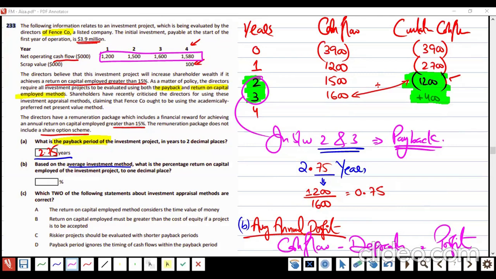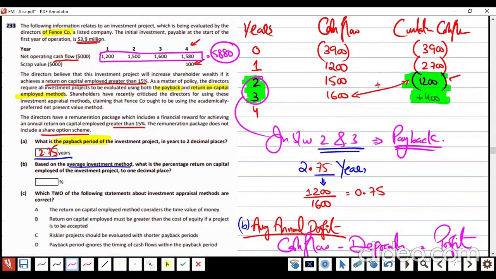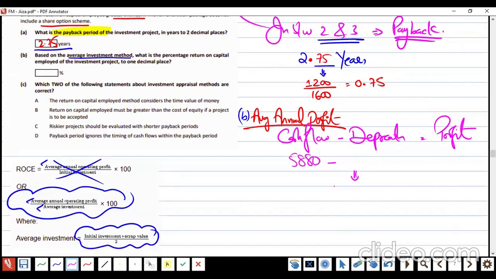It's 5,880. Very nice. So this is 5,880, right? Yes. This is my cash flow. Depreciation? What will be the depreciation? The depreciation is easy. You need to find out the depreciable value of the project. The project needs how much? 3.9 million. And the scrap value which is not going to be depreciated is how much? 100. So the total depreciation 3900 minus 100 will be 3800.